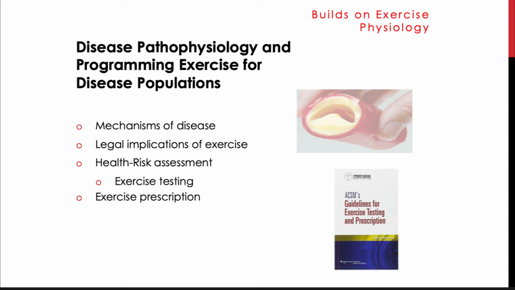So I call it the Bible of pathophysiology and diseased population programming, but the ACSM's Guidelines for Exercise Testing and Prescription, this was the required text when I took the class. I'm not sure if they're still making students actually buy it and read it, but this is what we read when I took this course. And it teaches you about how to assess someone's risk.